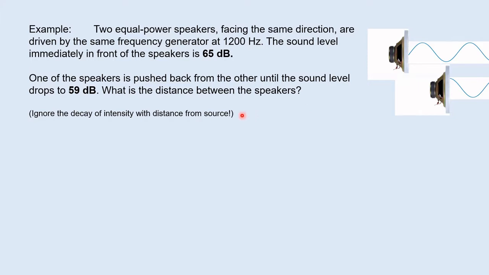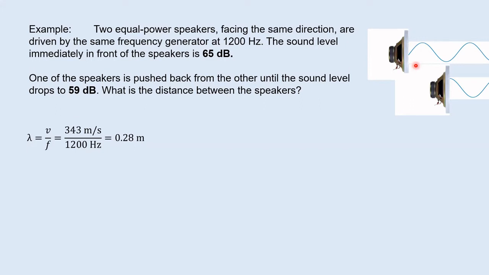And you'll notice I'm suggesting that you disregard the fact that in real life, the sound level will drop off with distance. So if you're standing over here in front of the two speakers, as you push one of them back, of course the sound's gonna get just a tad bit quieter, but that difference will be very small compared to the difference due to interference. So just forget about the fact that a source that's farther away has a less intense sound.